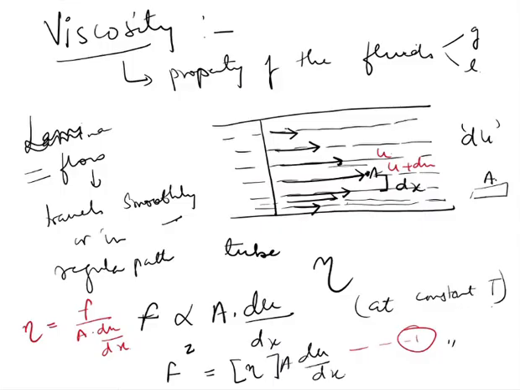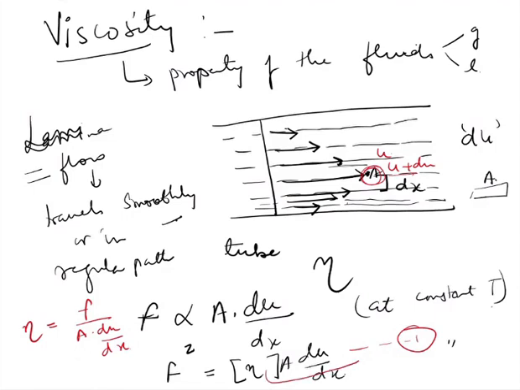So now there is a push being offered by the other layers. Now you want to maintain that same difference of velocity. You want to move with the same velocity. So you have to apply the force. Okay, so this force is given by A du by dx. Now this is a proportionality constant, so this is the coefficient of viscosity.